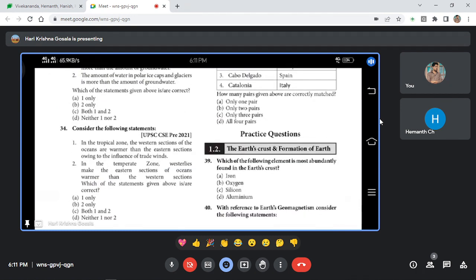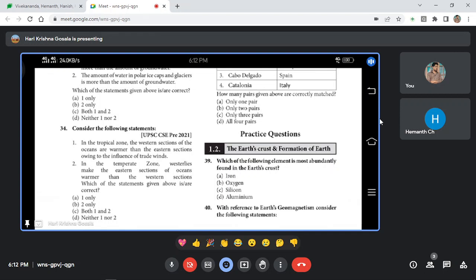Consider the following statements. In the tropical zone, the western sections of the oceans are warmer than the eastern sections, owing to the influence of trade winds. In the temperate zone, westerlies make the eastern sections of oceans warmer than the western sections. Which of the following statements is correct?